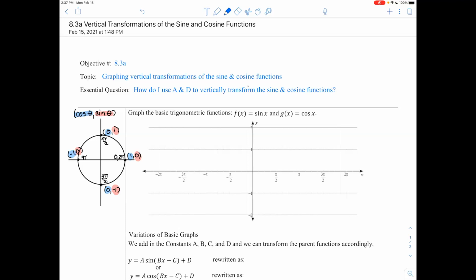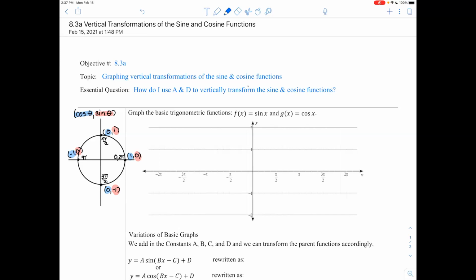So our essential questions are, how do I use a, that's going to be a constant in our function, a number in our equation, and d, to vertically transform the sine and cosine functions.